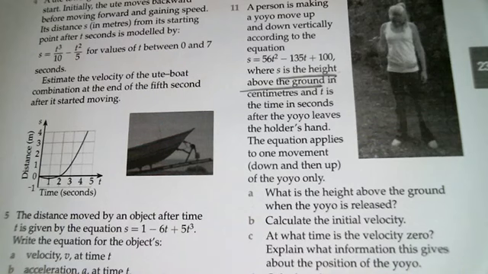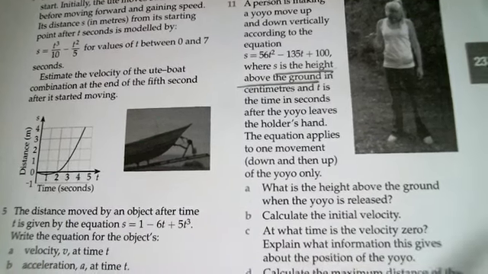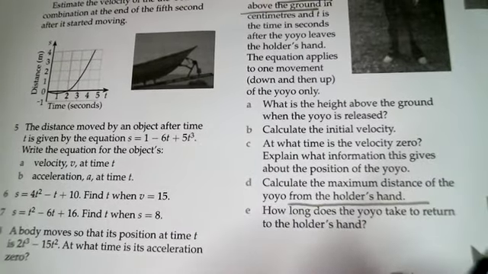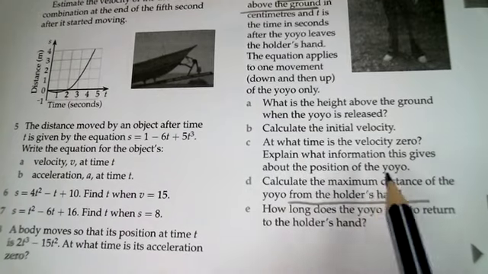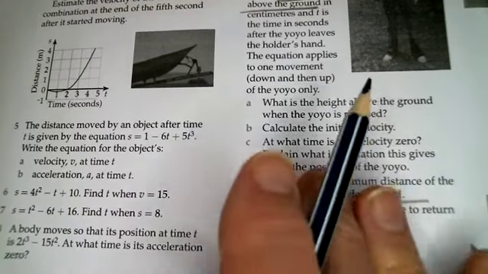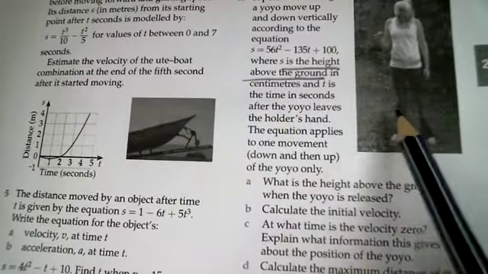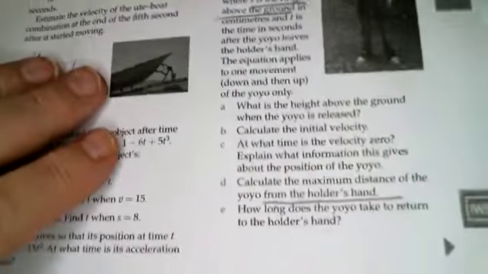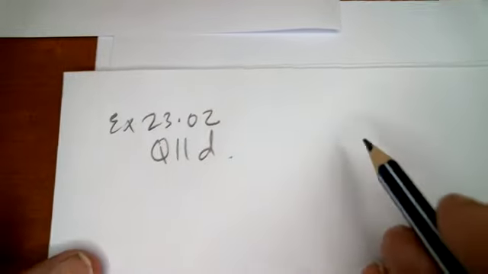Okay, I had a look at question 11. I had to underline a couple of things as I was going through it. So question 11d. I can see there's a bit of a trap for young players here. It says, calculate the maximum distance of the yo-yo from the holder's hand, but the equation gives the height above the ground. So effectively, if you think about this, your equation is doing this.